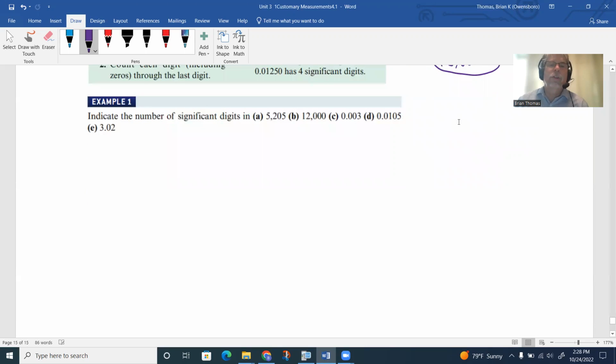So if we look at these numbers here, 5,205, notice that would have 4 significant digits. The 12,000, notice how that would only be 2 significant digits. That's whole number math. Now with decimals, the far left number is 3, and then we go to the right, so that would only be 1 significant digit. The far left number is the 1, and we go to the right, that would be 3 significant digits. 3.02, again, it's a decimal number, so we go to the far left, and then we count everything to the right, and that would be 3 significant digits. So that's how that works.